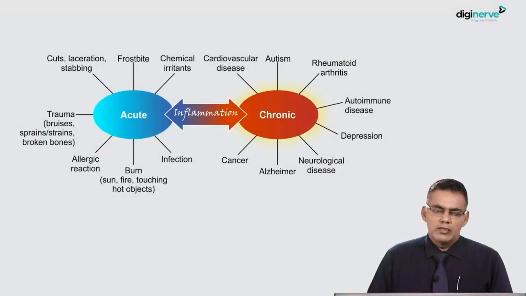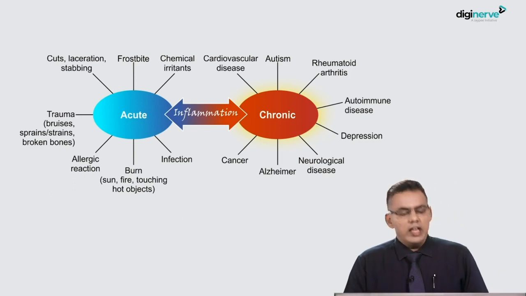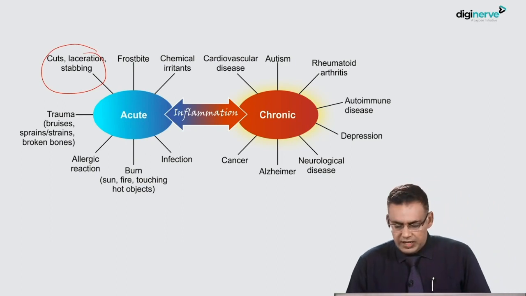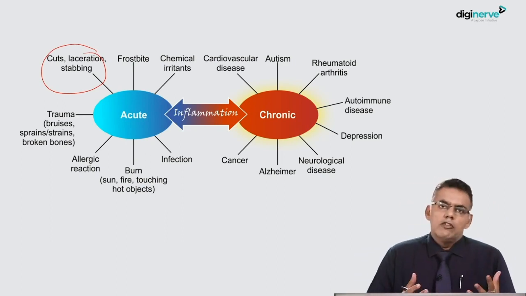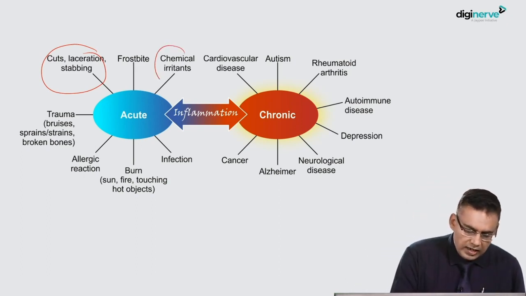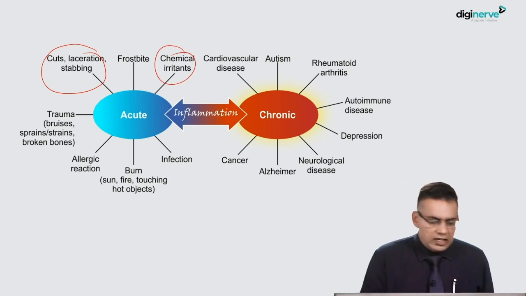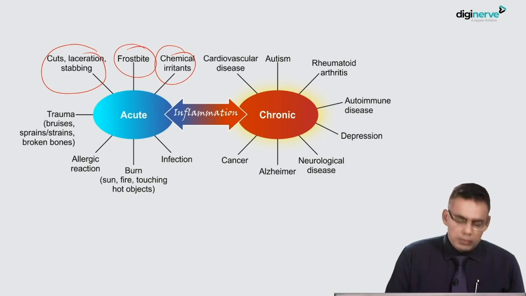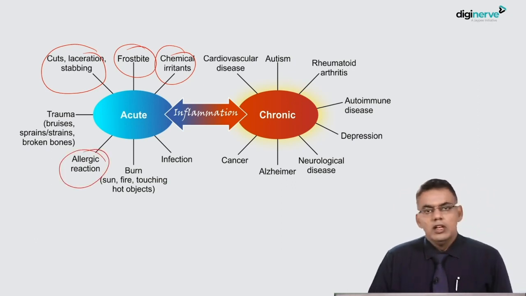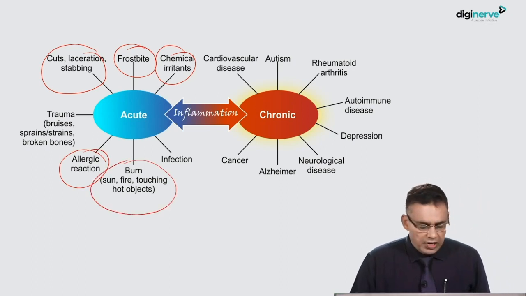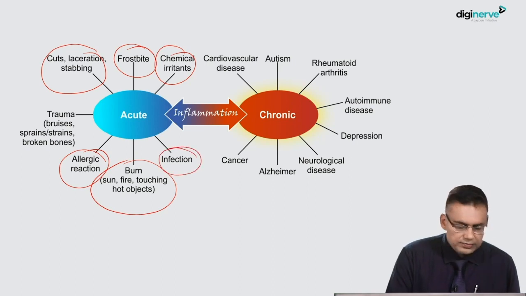Acute inflammation is a process in which the body has an injury in the form of cuts, lacerations or stabbing, or we are exposed to chemicals which test our immune system, such as chemical irritants, or adverse weather conditions like cold weather which produces frostbite. It could also be because of allergic reactions, external stimulation due to burns or high temperature, or infections. All these result in acute inflammation.